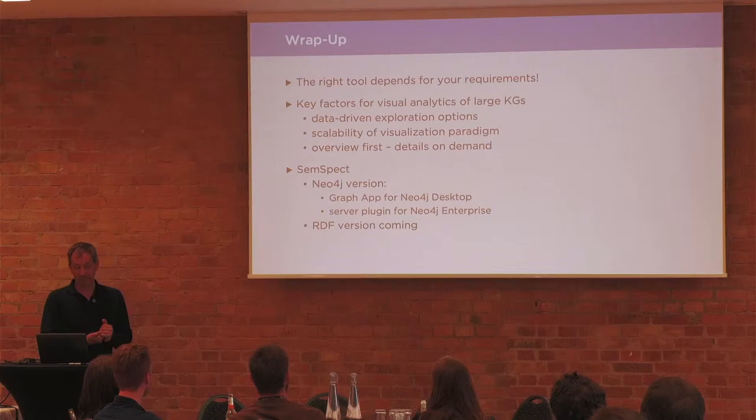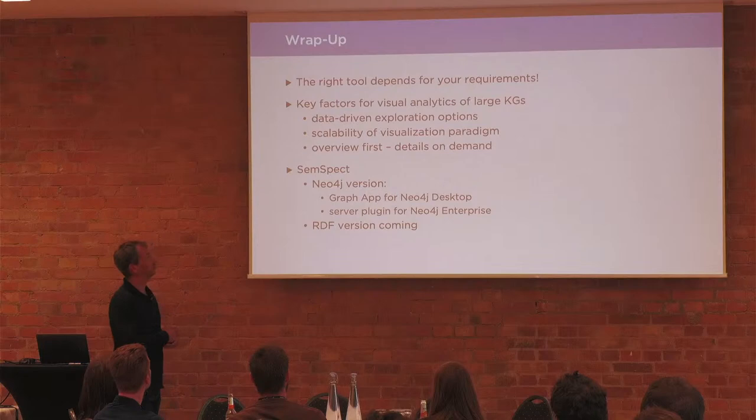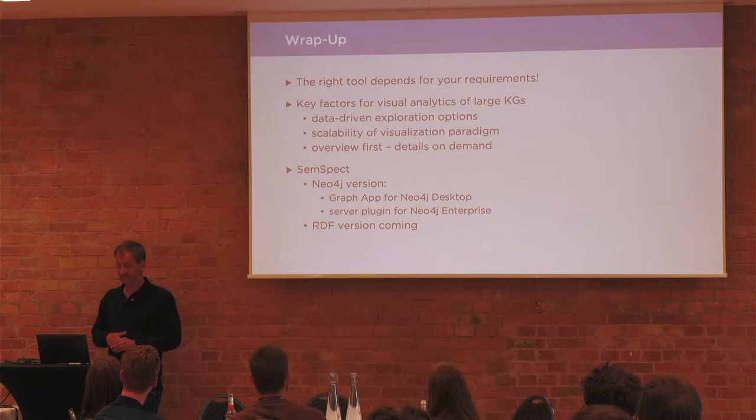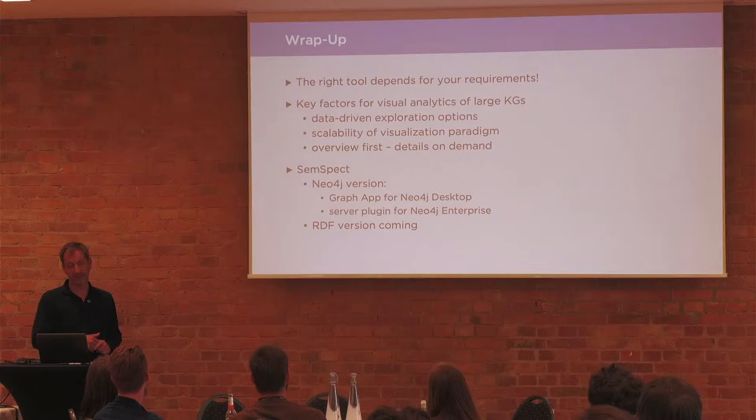So use the right tool for the right use case, which means whenever you have large data, I would recommend to use SemSpect as a tool to browse through your data. As soon as you have a manageable size of nodes and relationships, Bloom or Neo4j Browser or Linkurious or other systems could be the right tool. The key factors for visual analytics and large graphs, at least in my opinion, is it should be a data-driven exploration. It should be scalable and it should always provide you the right overview and details on demand.